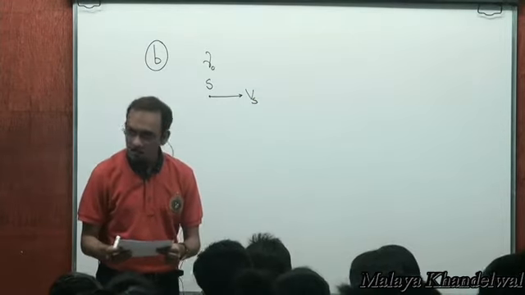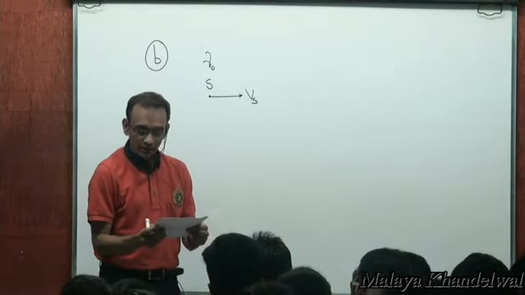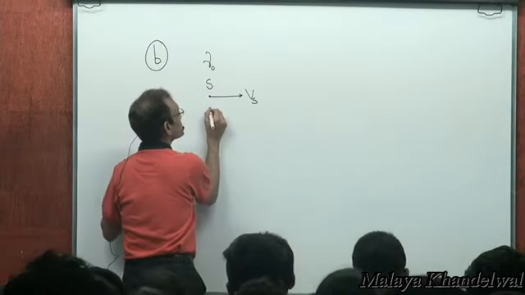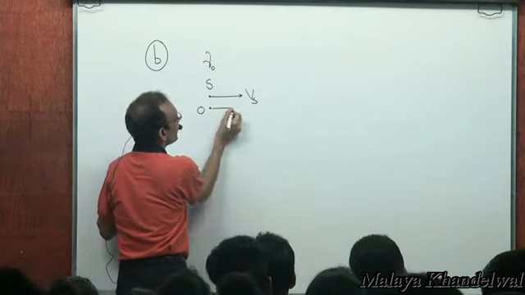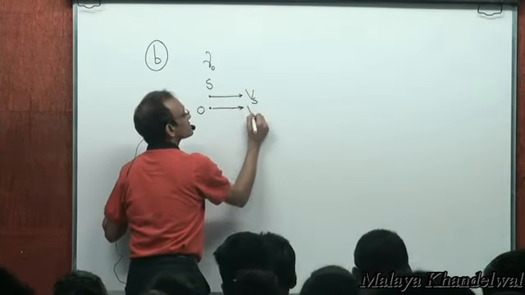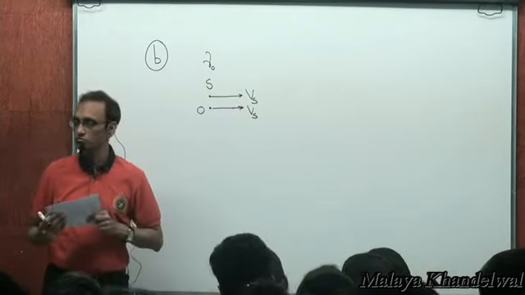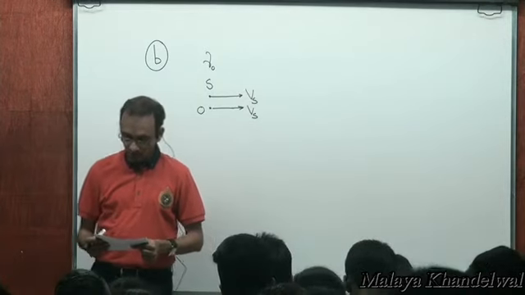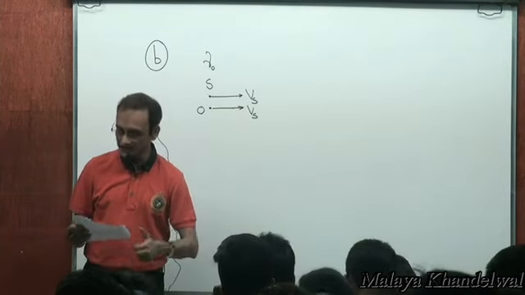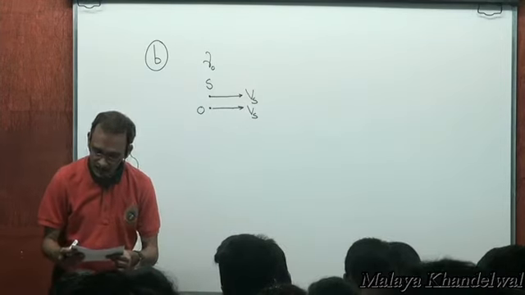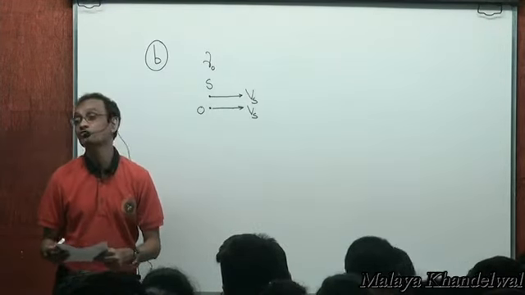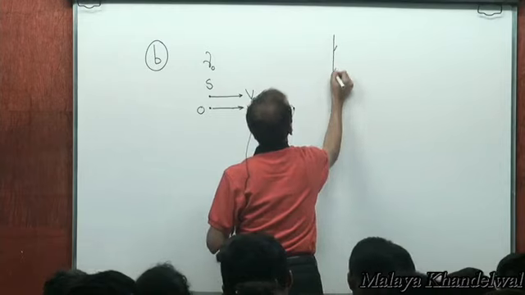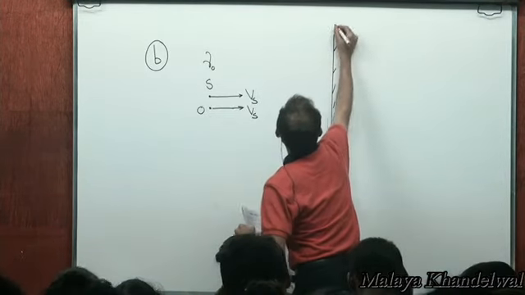The wave travels to a fixed obstacle and is registered by a receiver that moves together with the source. That means there is an observer, O, which is moving with the source, with the same velocity as the source, in sync with the source. What frequency is registered by the receiver if the speed of sound is V? So this is the fixed obstacle.